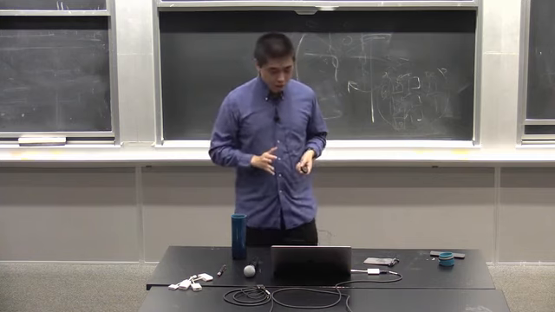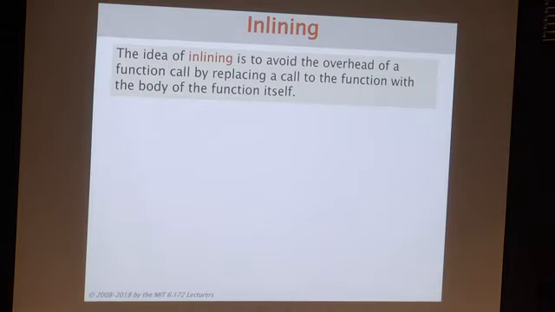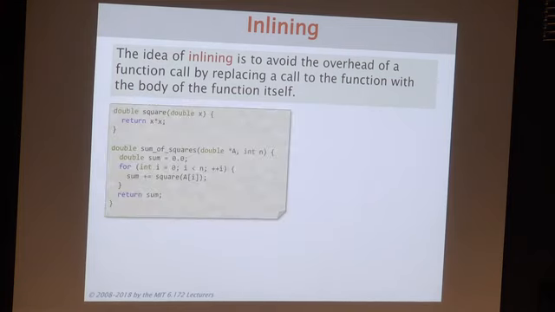OK, so the last category of optimizations is functions. So first, the idea of inlining is to avoid the overhead of a function call by replacing a call to the function with the body of the function itself. So here I have a piece of code that's computing the sum of squares of elements in an array A. And I have this for loop that in each iteration is calling this square function. And the square function is defined above here. It just does x times x for an input argument x.